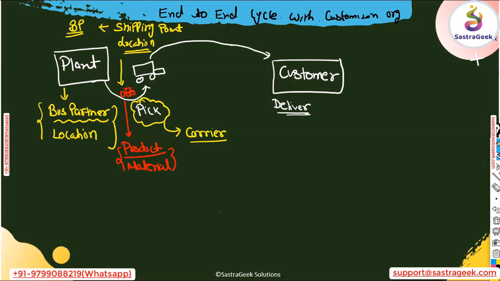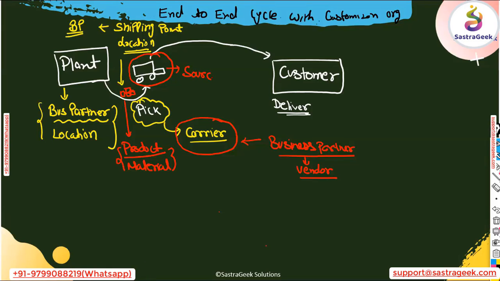Then a carrier would be picking that stuff, right? So that carrier needs to also be registered in your system as a business partner. So there would be another set of master data which would be required. That is, the carrier needs to be registered as a business partner and as a vendor. Then this truck would also be used. Whatever the source you are using, this truck needs to also be created as a source.